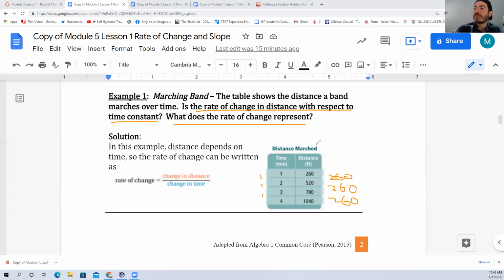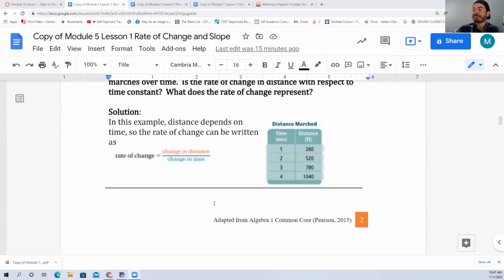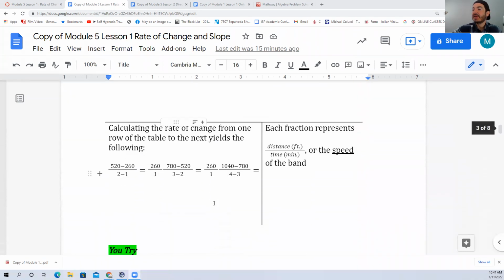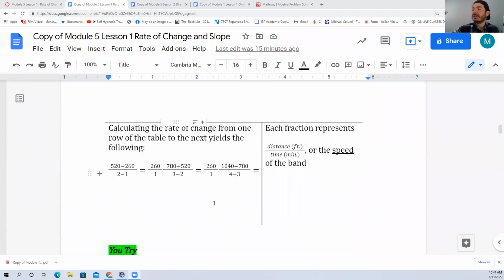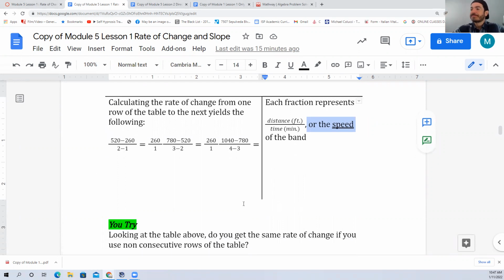What does the rate of change represent? I don't know what answer they want. Just being really honest. Let's see what they give us. Okay, so they're saying it's the speed of the band. They are going 260 feet per every minute. And we discussed that in our example about driving, where we went 50 miles an hour over 2 hours.